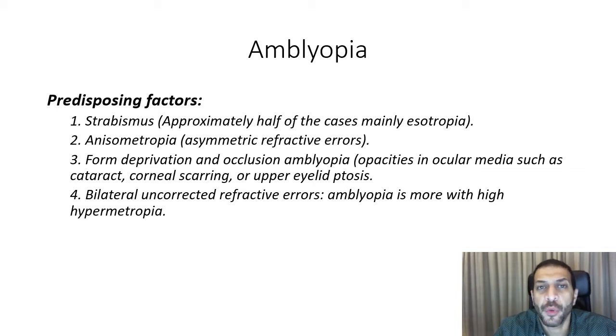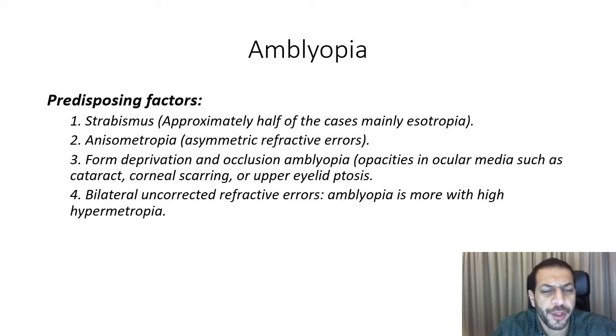The same happens with hyperopic refractive error. If one eye is emmetrope and the other eye is a hyperope, for example, a +5 or a +6, and he doesn't wear his glasses, this is going to cause amblyopia in the eye that is hyperopic. This is called anisometropic amblyopia.